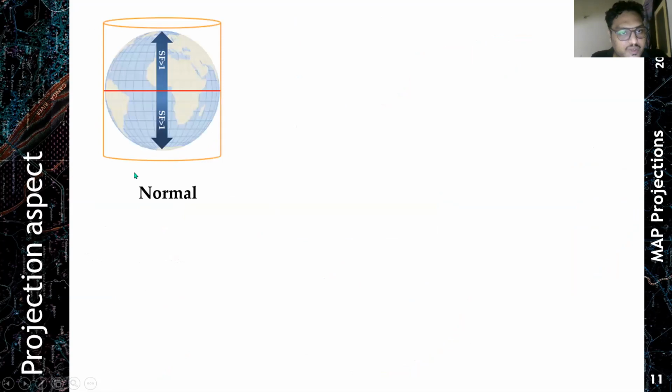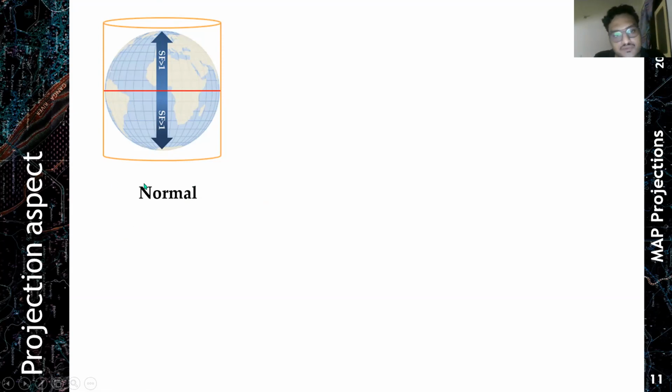So till now, we discussed all our developable surfaces to be vertically aligned. And we saw that in the case of this configuration, the standard line is close to the equator for the cylindrical projection. And as we move towards the North Pole or the South Pole, the scale factor keeps on increasing. So this is the classical case of the normal aspect.